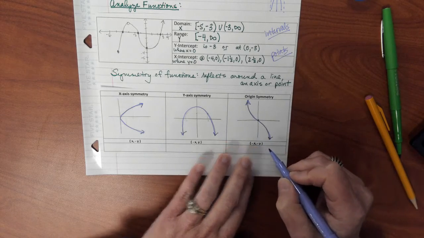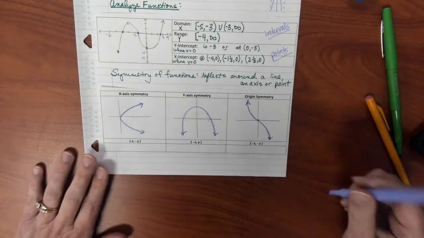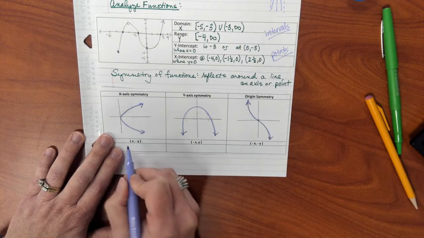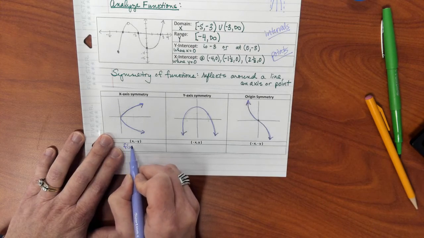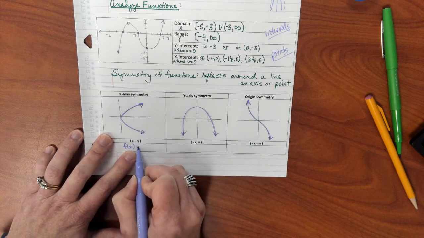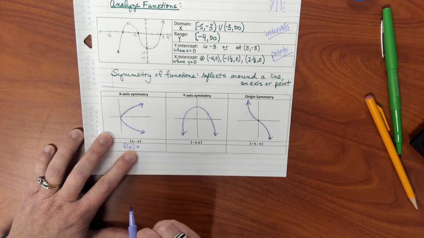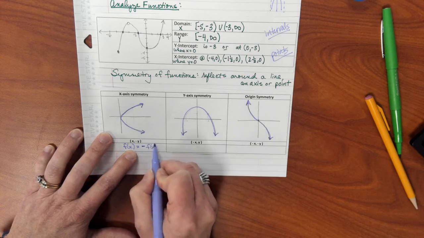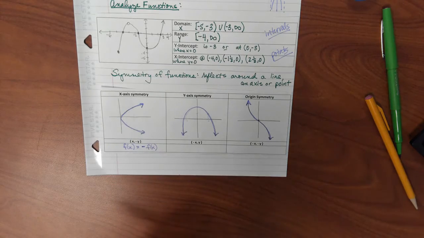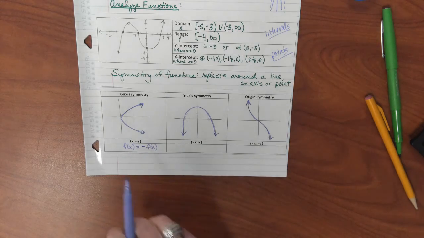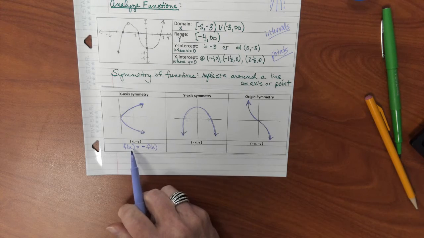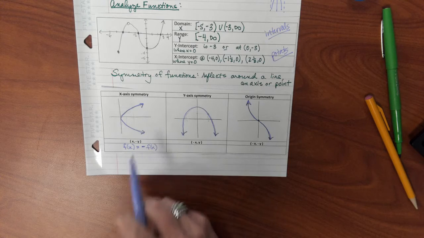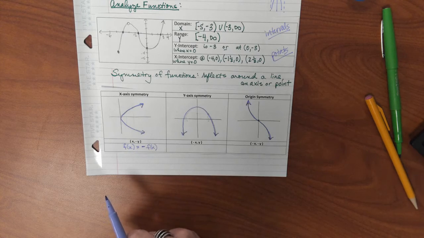Now I want to talk about the function notation for these, because if you are just going to evaluate this at f of x, then that would equal the negative y value. So the negative function value. This is how you're going to be able to prove this algebraically. If you look at the function, is that equal to the negative of the function? And if so, we say that it has x-axis symmetry.